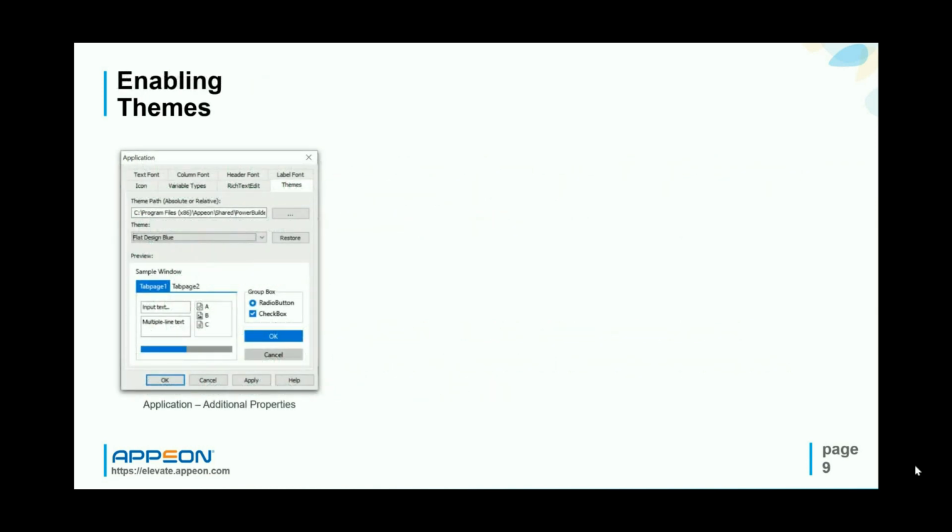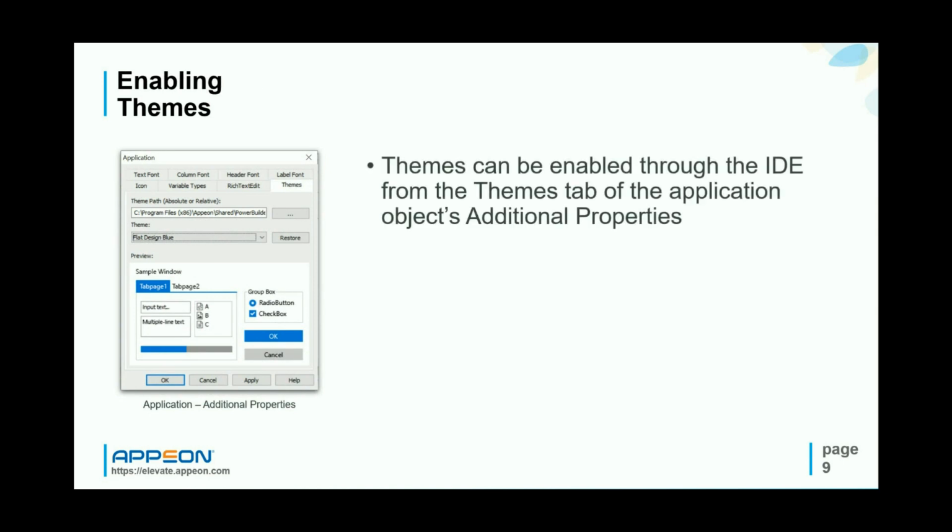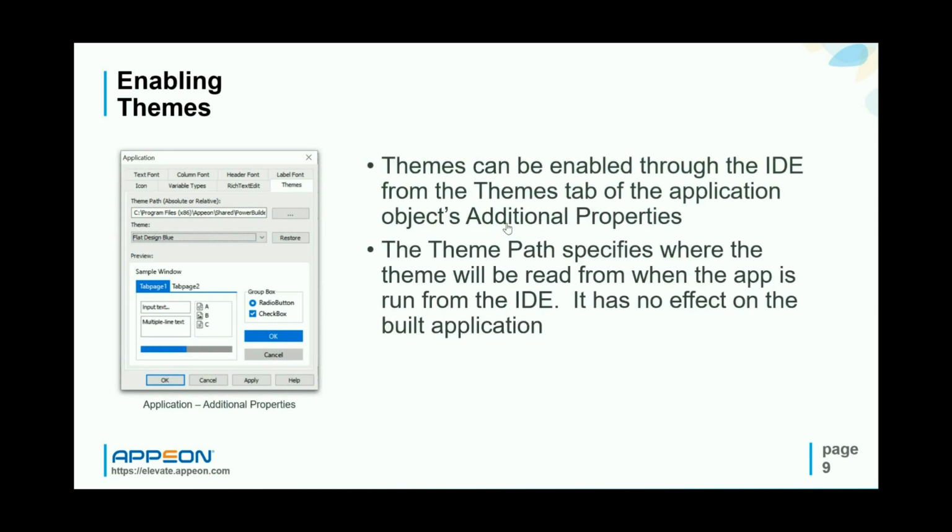We just saw this, enabling themes through the Application Additional Properties theme tab. A note about the theme path field: that tells PowerBuilder where to find the theming information when you're running out of the IDE. It has no bearing on the actual built application.